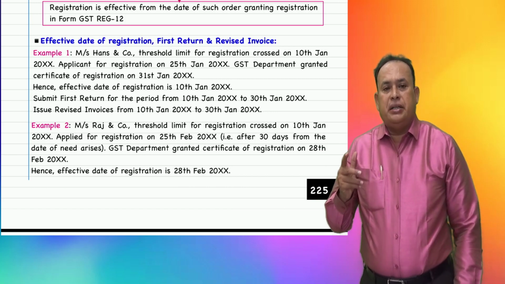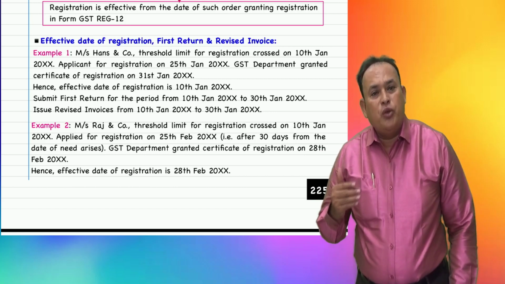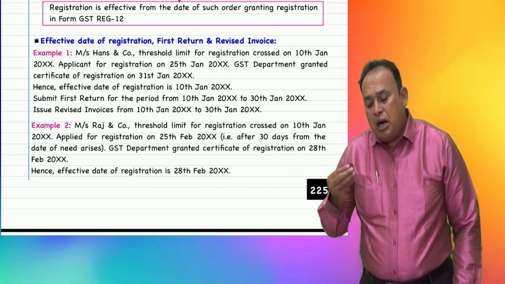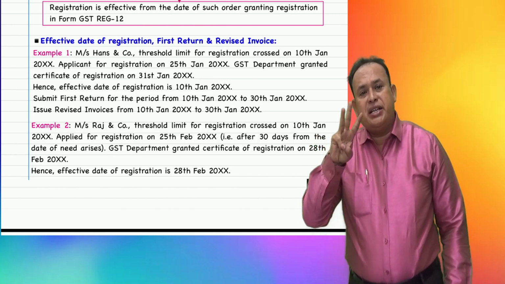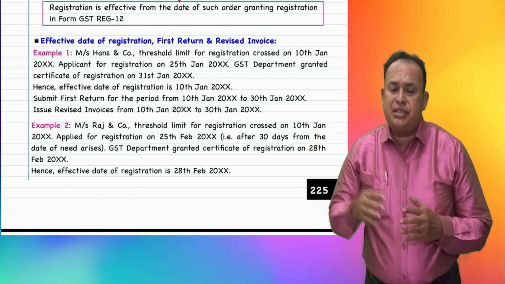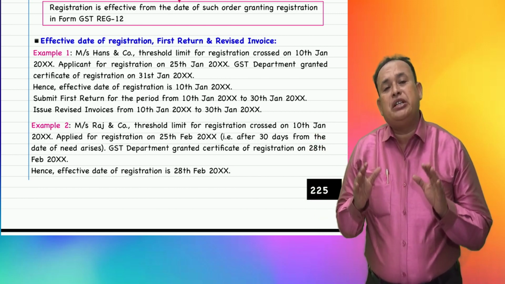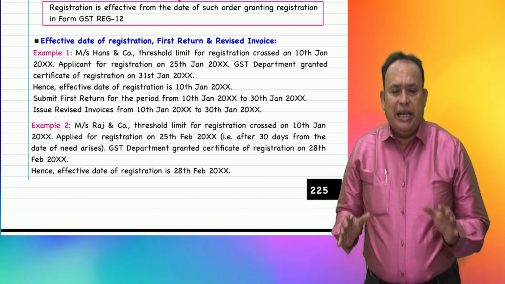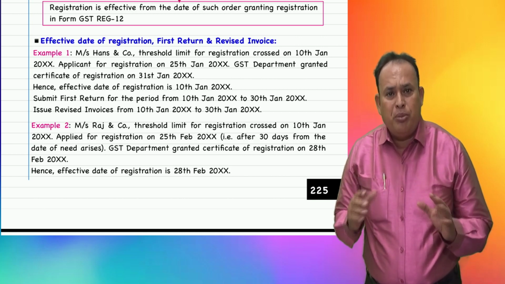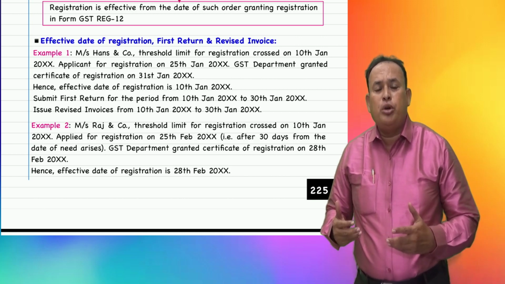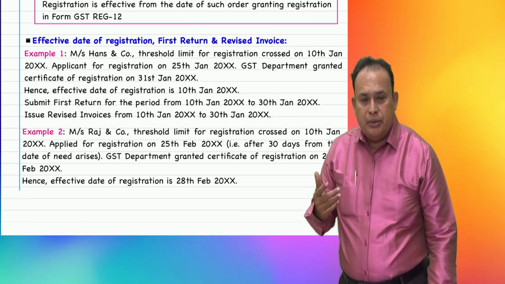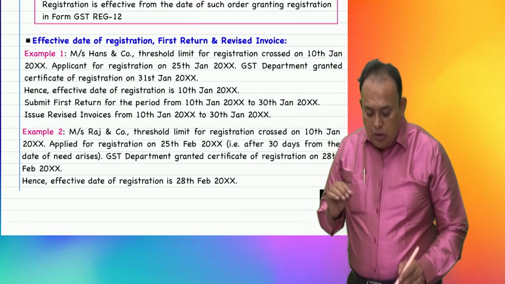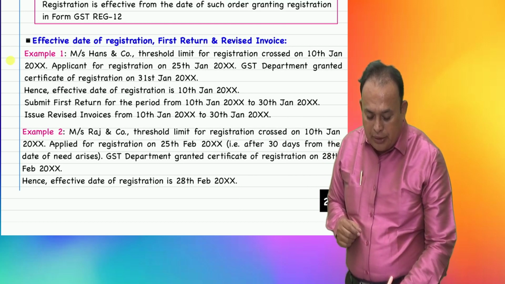If a person who is liable for registration applies for registration within 30 days from the date the need arises, what is the effective date of registration? It is known to you, but again I am presenting with the help of an example as a revision. Example 1.